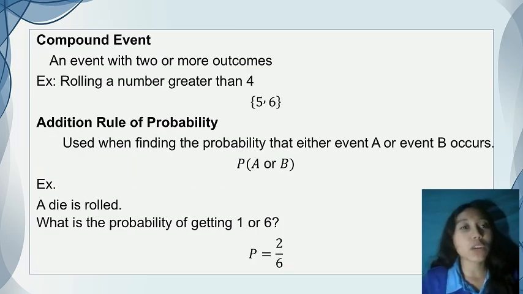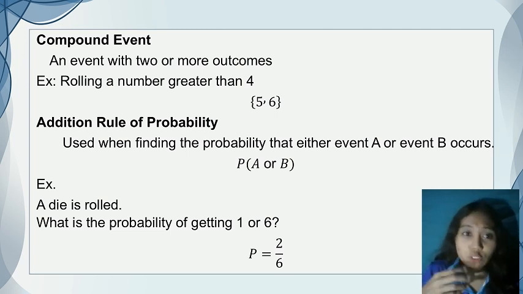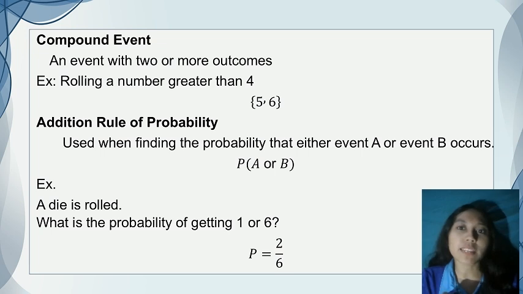Now, we'll move on to compound events. It's an event with two or more components. So an example is rolling a number greater than 4 on a die, so 5 or 6. Addition rule of probability. This is used for finding the probability that either event A or event B happens. So P of A or B. For example, a die is rolled. What is the probability of getting a 1 or a 6? So P is equal to 2 over 6.